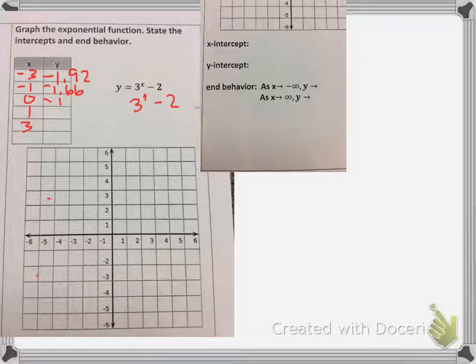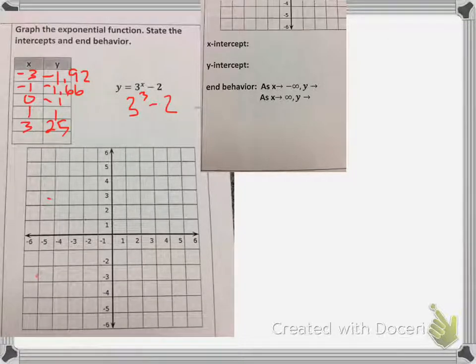So 3 to the first power is 3, 3 minus 2 is 1. So I put 1 in right here. Next one, 3 to the 3 minus 2. 3 to the third power is 27. 27 minus 2 is 25. So that gives me a good start to have some ordered pairs to graph.